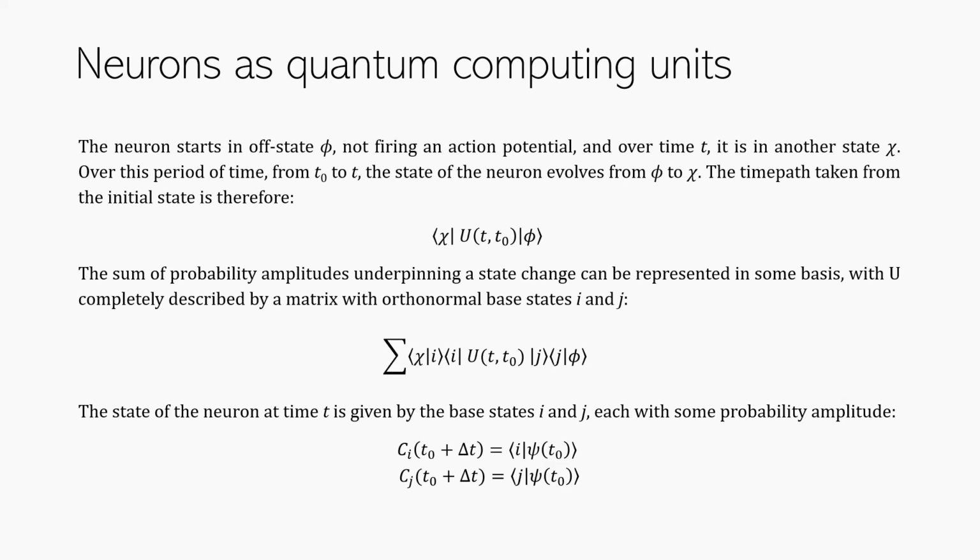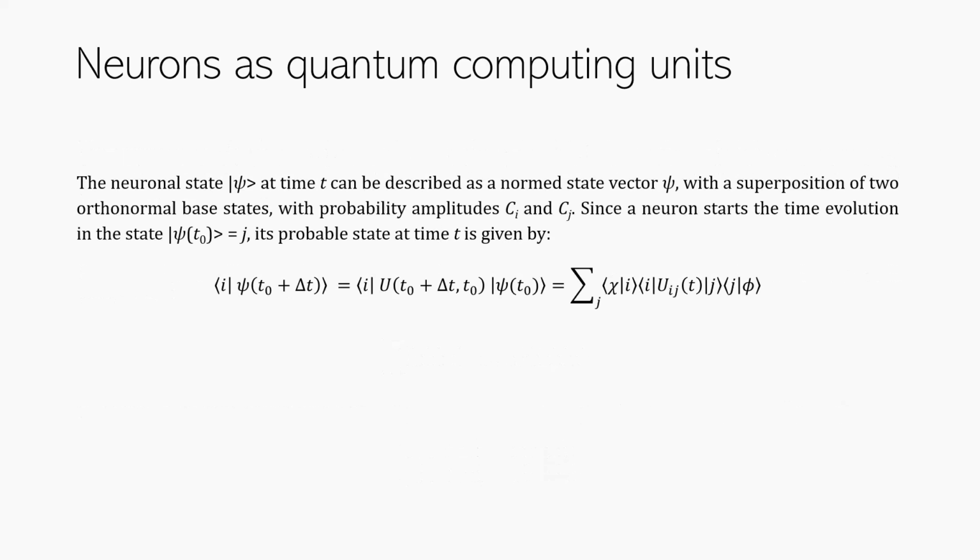And the sum of the squares of these complex valued probability amplitudes is always 1. Okay, so the neuronal state at time t can be described as a normed state vector psi with a superposition of two orthonormal base states with probability amplitudes ci and cj. Since a neuron starts the time evolution in state j, its probable state at time t is given by the probability of converting to another state. And this is described by the sum of all probability amplitudes across all linear operations.